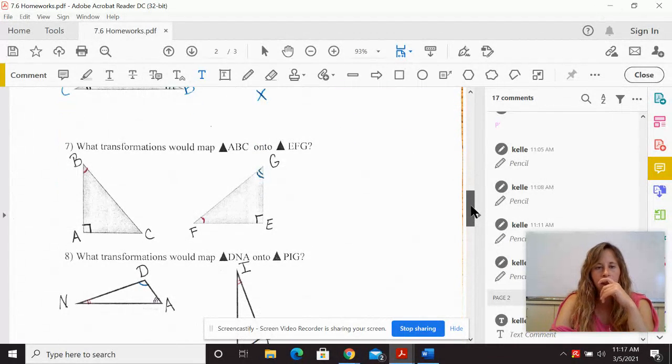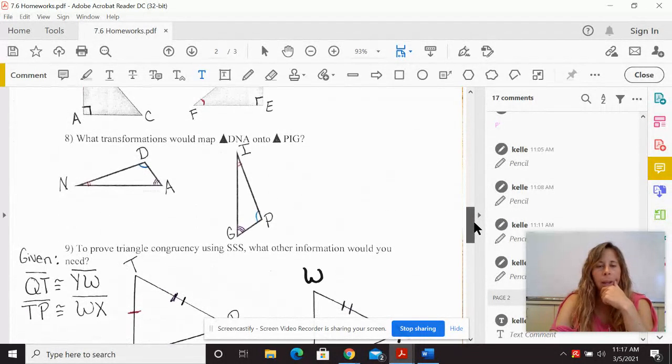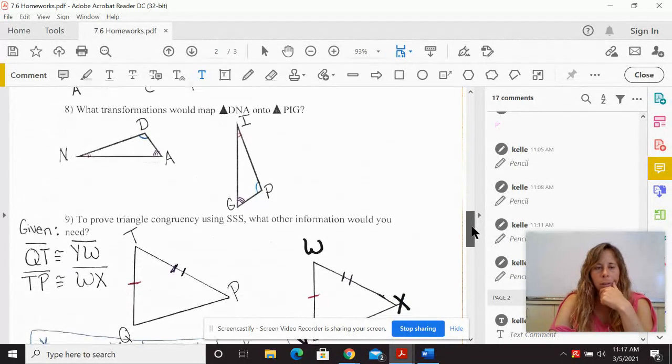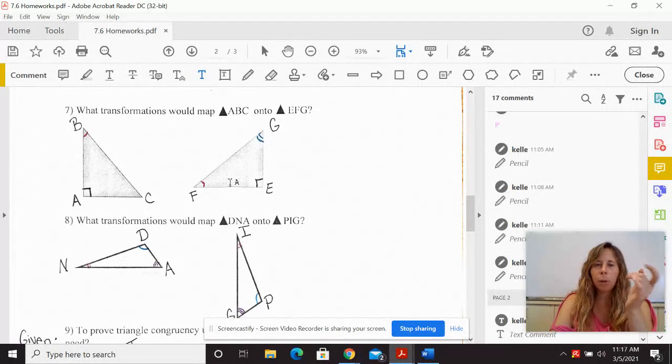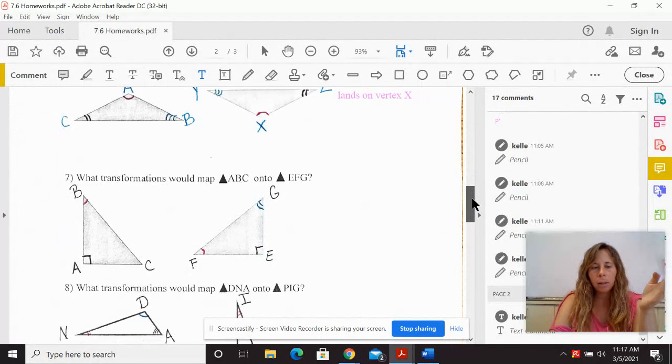Number 7, similar. Number 8 is also similar. All right. So trying to figure those out. Remember, we're using degrees of rotation, but we're not saying translate this many units because we don't know. There are no numbers. So you're just translating until you match up a point or a vertex. Okay.